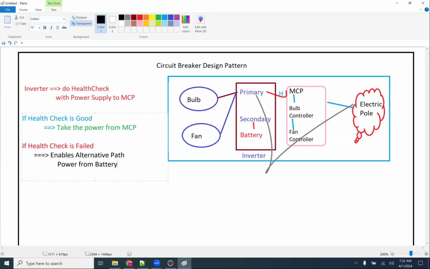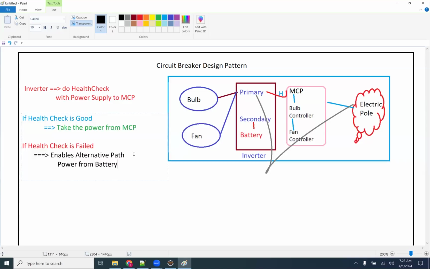Automatically, the inverter will be shifting the route. Whenever there is a problem in the main supply, it will close the main circuit. This is the main circuit. It will close the main circuit and enable the alternate path. It will take the power from the battery. And the bulb will glow, the fan will rotate, my switch will work.